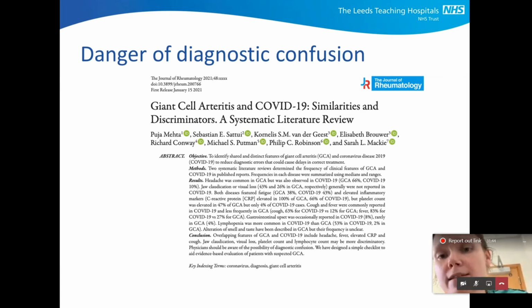In giant cell arteritis, there's this thing called jaw claudication, which is an aching in the jaw when you chew, which is pretty specific for giant cell arteritis. So we've been using that a lot as being quite diagnostically informative in these grey cases where we're not quite sure. It's a non-specific and acute presentation, and it might be one thing or the other. So next slide, please.